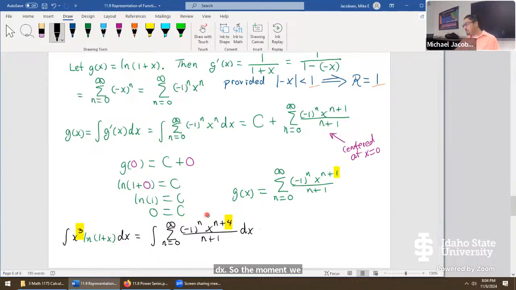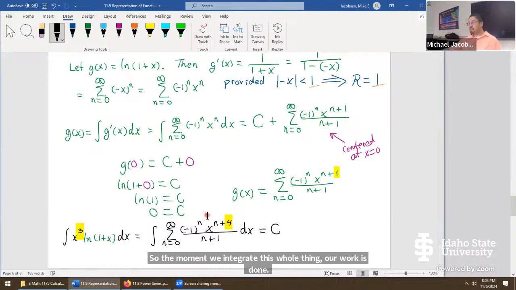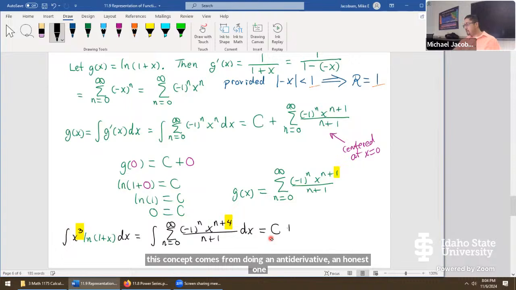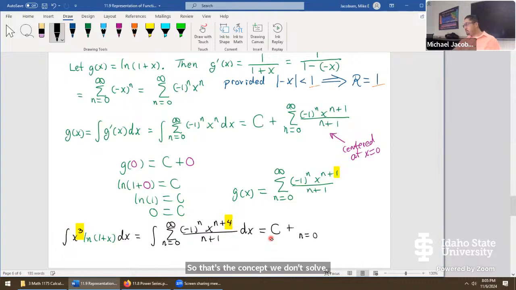We obtain a new constant of integration C, but this constant comes from doing an antiderivative, an honest one. So that's the constant we don't solve. We add to it a summation from 0 to infinity of (-1) to the nth power. Integrating means the power goes up by 1, so n plus 5. Down below, we have n plus 1 multiplying n plus 5. And so finally, we've got an answer, folks.